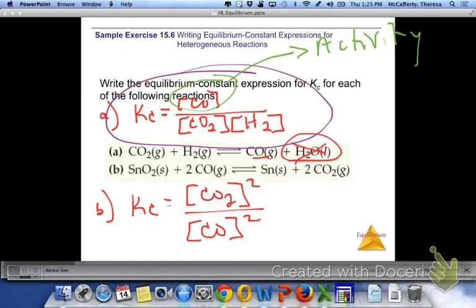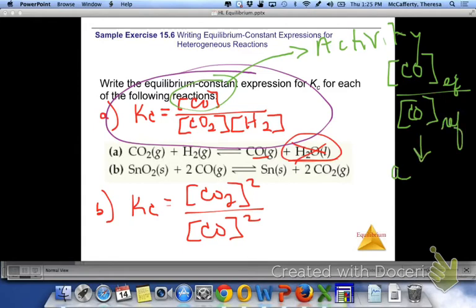Okay, it's known as an activity. What is an activity, you may ask? Well, the activity is the actual concentration of that component at equilibrium compared to that concentration as a reference. For aqueous systems, that reference is 1 molar. For gaseous systems, the reference is 1 atmosphere partial pressure.